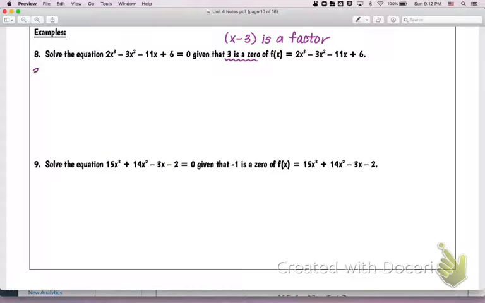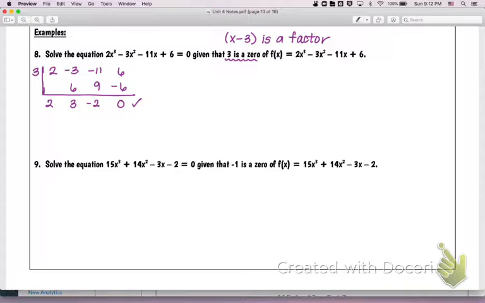So we want to divide out using a corner number of 3 for the factor x minus 3. So I get 2, negative 3, negative 11, positive 6. Bring down the 2. Multiply, add, multiply, add, multiply, add. Ding, ding, ding. That's exactly what we wanted. We should get a remainder of 0 because that's what the factor theorem tells us.